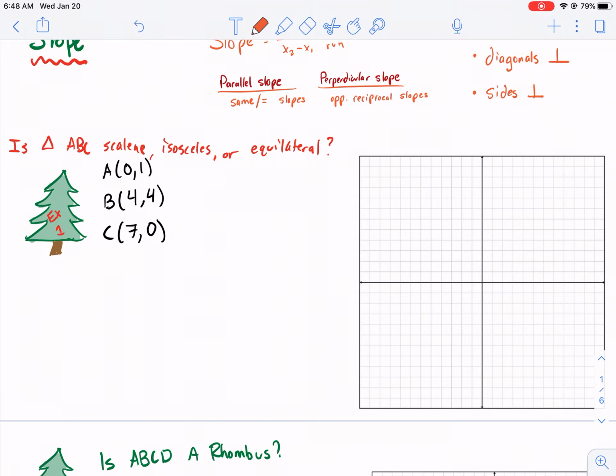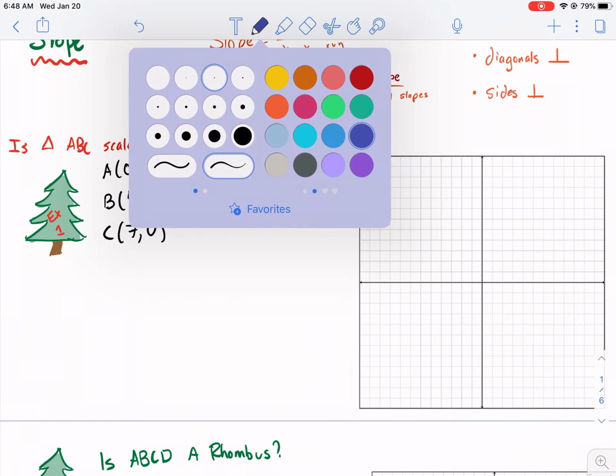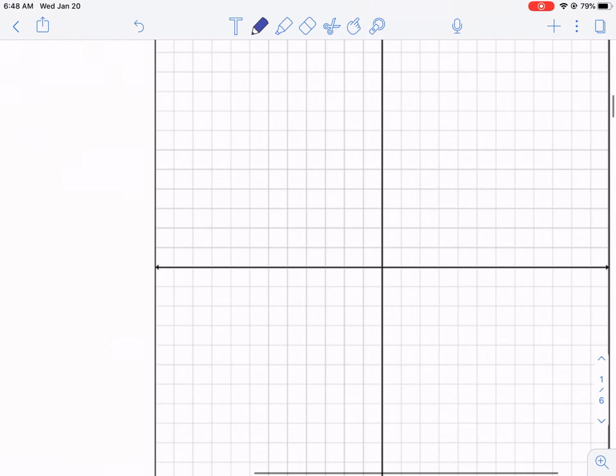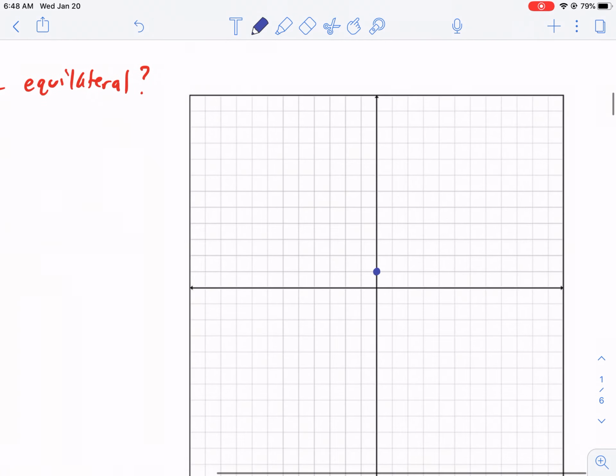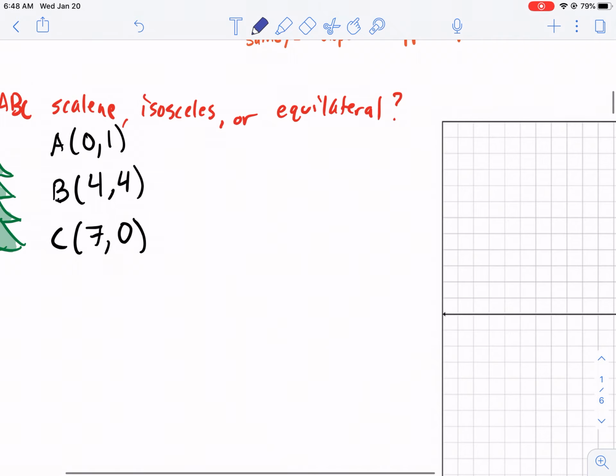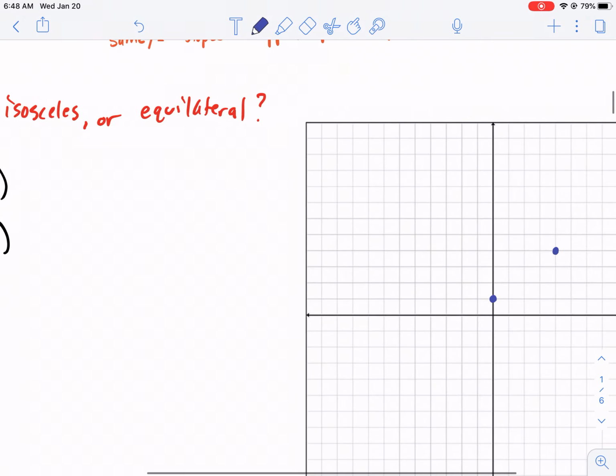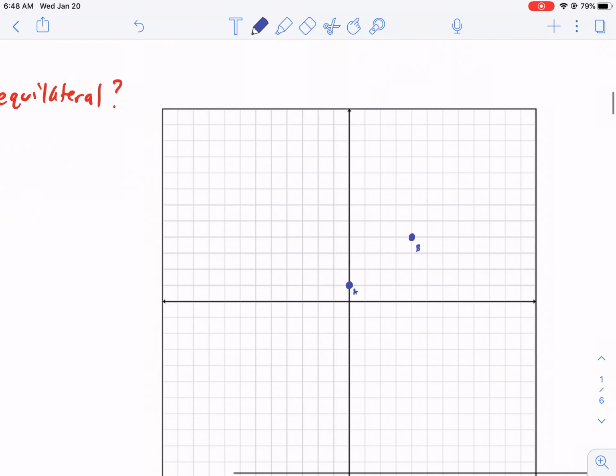All right, so let's go ahead and plot these points, and then we're going to go from there. So A is 0, 1. That's here. Okay. B is 4, 4. And then C, let's label it. Sorry, I should label it, not that it's too important. A, B. And then C is 7, 0. 4, 5, 6, 7. So that's 7, 0. Oops, that's C, right?